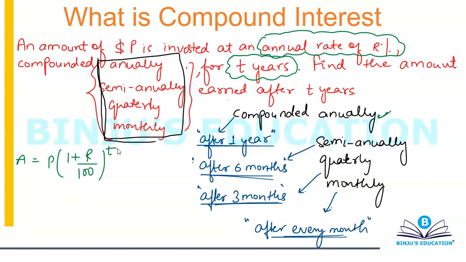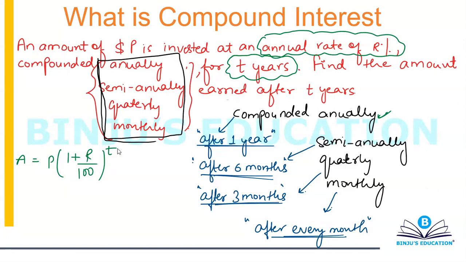Now, when you say that your money is being compounded semi-annually, that means you will receive your interest after 6 months. That means I'll be calculating interest after every 6 months. Now understand, my rate of interest is an annual, yearly rate of interest, but I need interest after 6 months.